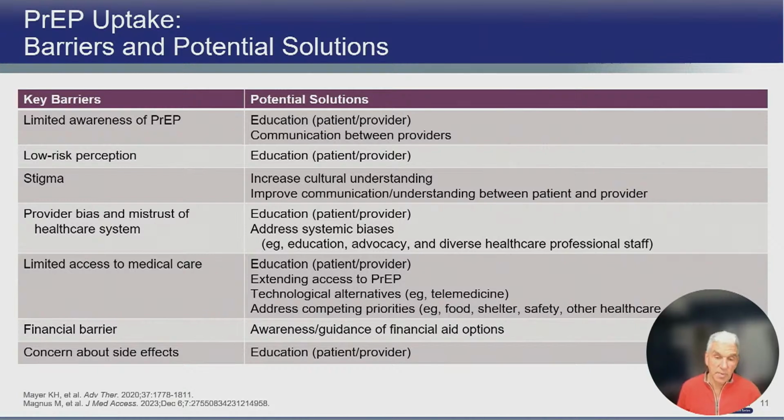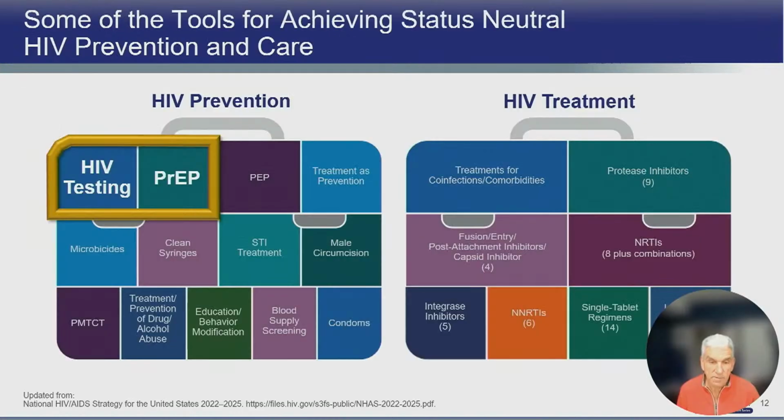Providers also underestimate risk, and this is an important thing. Part of the reason is stigma, so we need to improve understanding of how we can talk to patients about their sexual risk. There are also issues listed on this slide of limited access to medical care and concern about side effects, and these are predominant barriers for why people don't access PrEP readily.